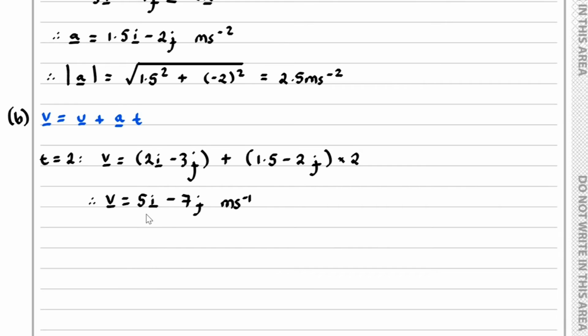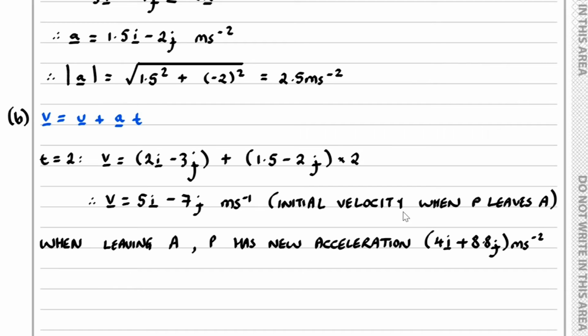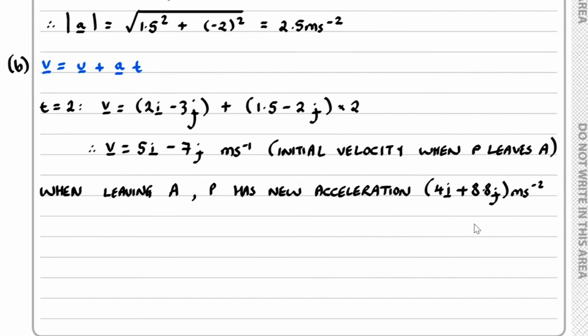So what would this represent? Well, it would represent the initial velocity when P leaves A. Now we know when leaving A, P has a new acceleration of 4i plus 8.8j. So if we use v equals u plus at again, but this time our u will be 5i minus 7j. We have 5i minus 7j plus 4i plus 8.8j multiplied by t, and we need to find out what t is.